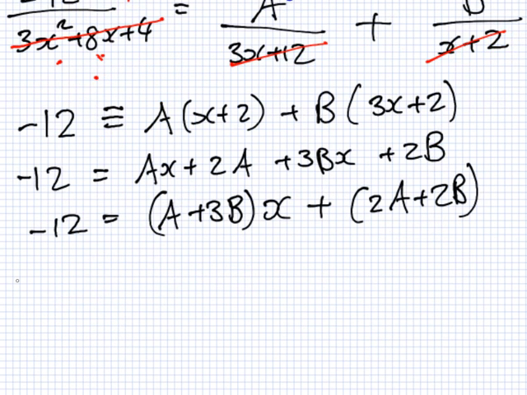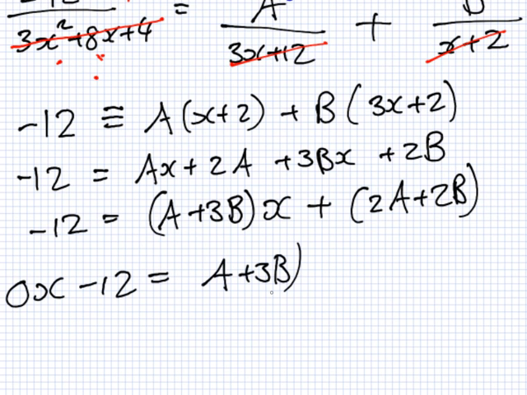On the left, we can say this is 0x minus 12. And on the right, we have a plus 3b, x, plus 2a plus 2b. Now, I hope you might be able to see how we can use this identity to find the a and the b. Are there any x's on the left? Therefore, I have 0 x's.